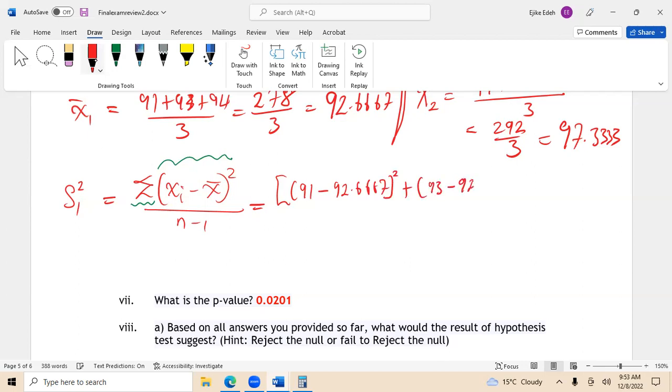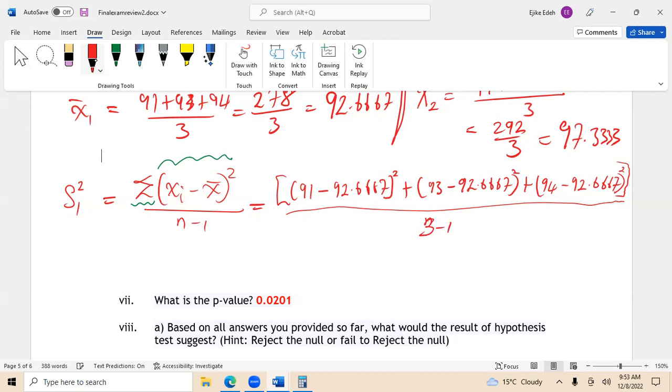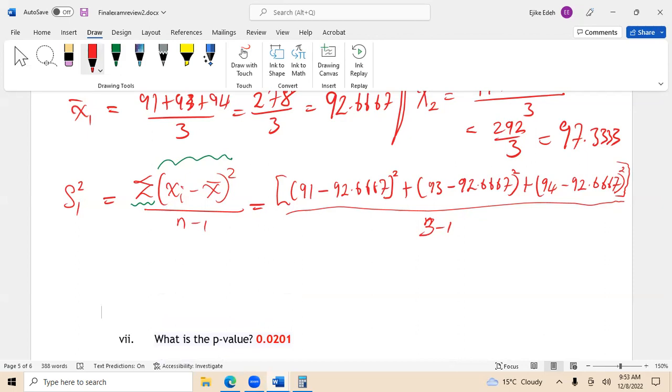The mean is 92.6667. We're going to square the results. Plus the last data there is 94. The mean is 92.6667. And we're going to square the results. And when we are done with all this, we divide with n minus 1, right? Which will be 3 minus 1. Okay. All right, so let's work this very quickly and maybe insert the values as we are working, so that way is straightforward. So let's use the calculator again.